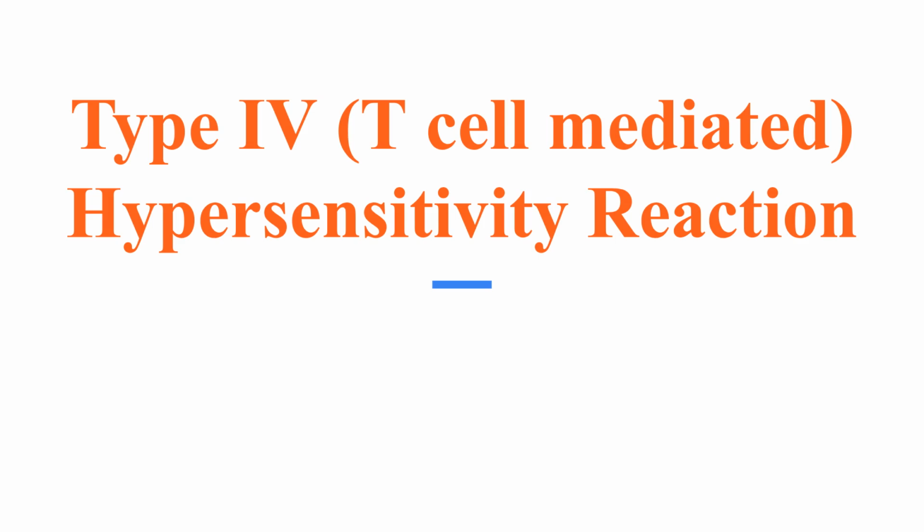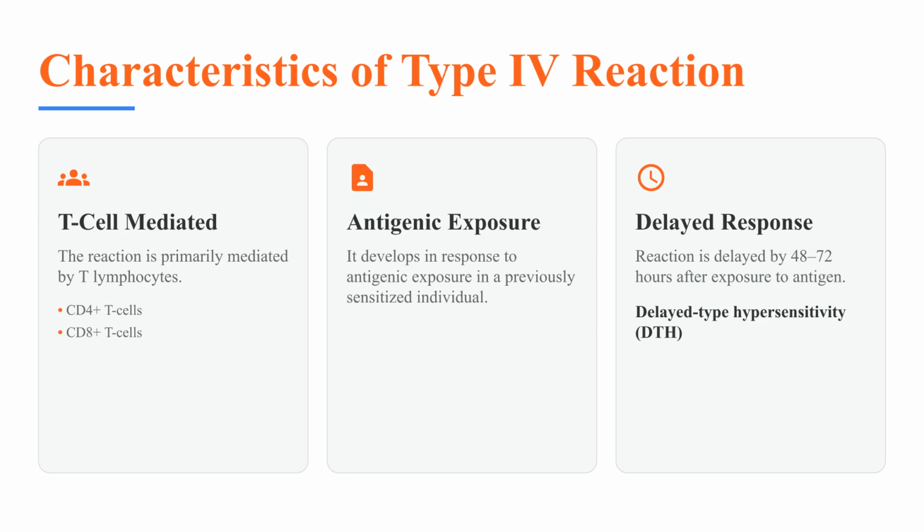encounter it. The first few things that you should know about type 4 hypersensitivity reactions are, these reactions are entirely mediated by T lymphocytes, including both CD4 positive T cells and CD8 positive T cells. Second, it doesn't just happen out of nowhere. It develops in response to antigenic exposure in an individual who has been previously sensitized to that specific antigen. The first exposure primes the immune system, subsequent exposures trigger the reaction.